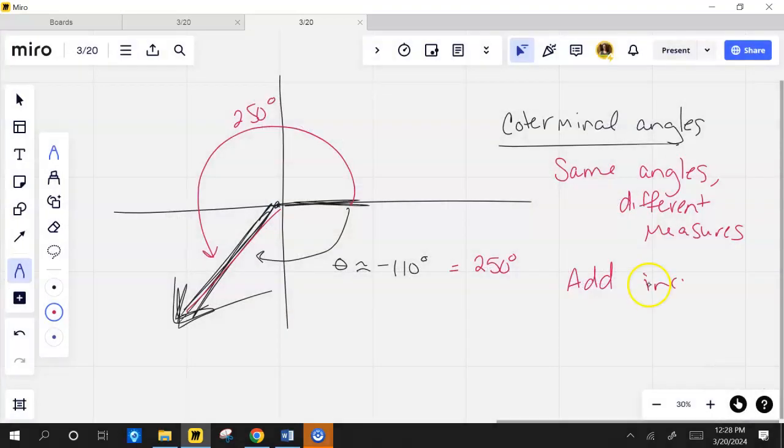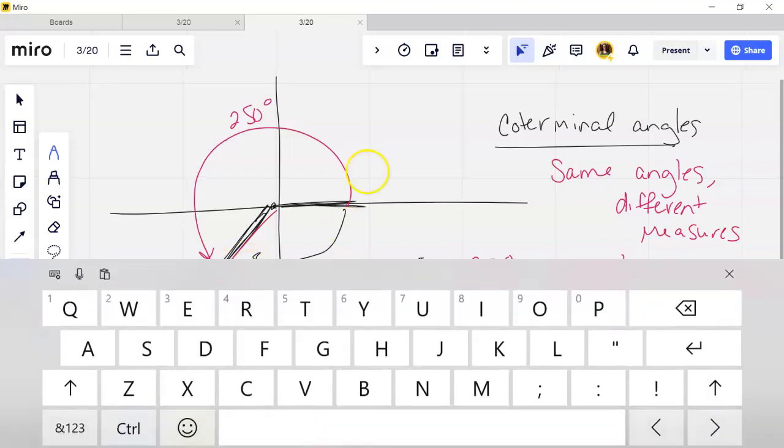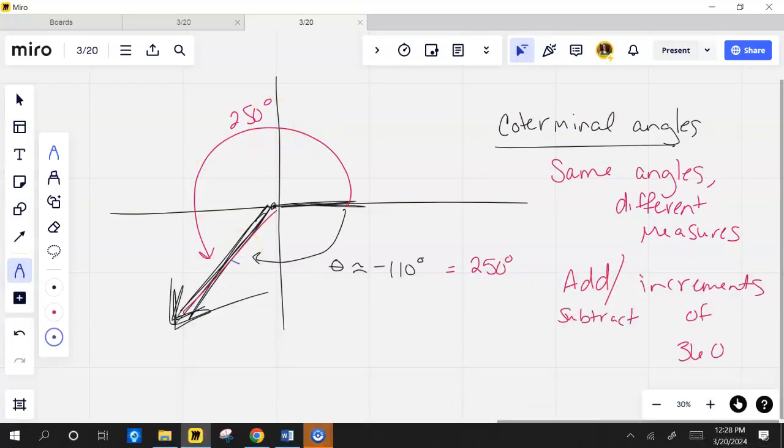I add increments, and I should say add or subtract, increments of 360. Okay. So I could have an infinite number of coterminal angles. All I'm doing is continuing to loop myself back around and end up back at the same place. So a coterminal angle with 250 or negative 110 might also be what? Give me another coterminal angle.